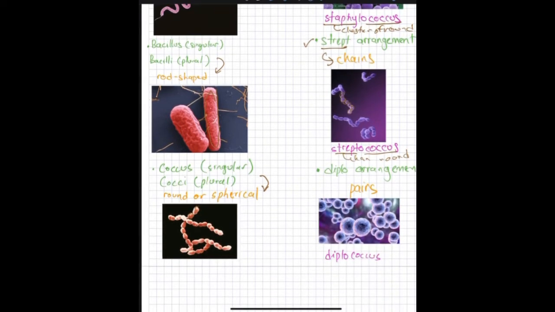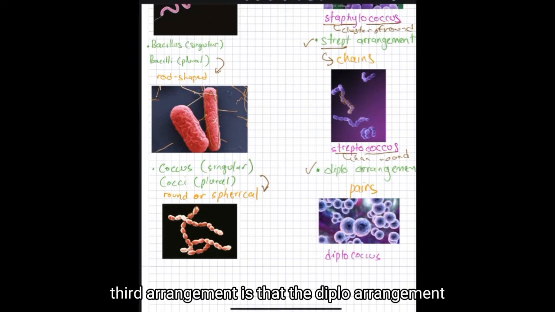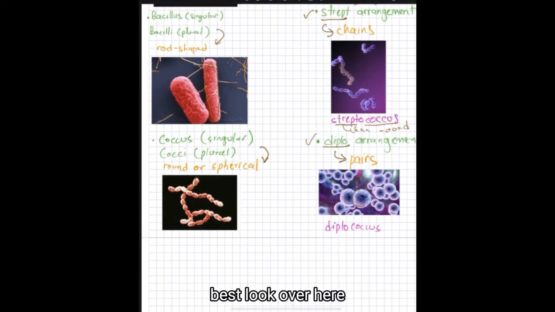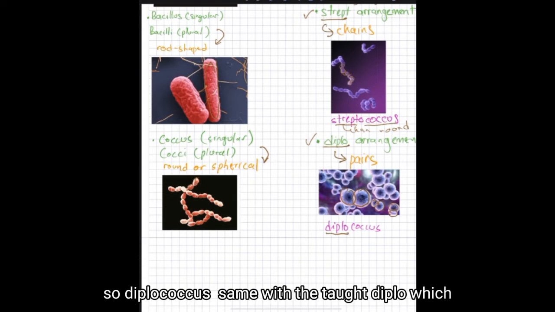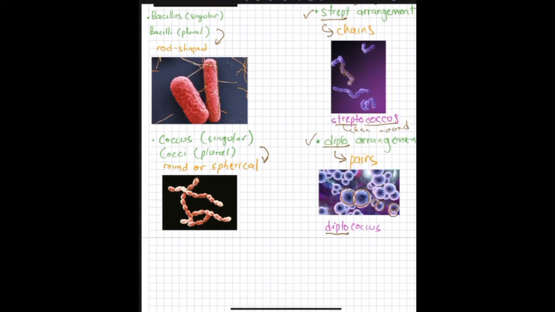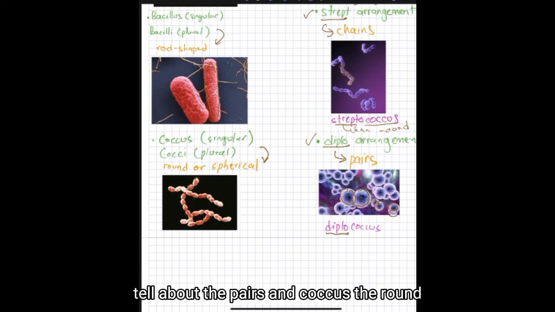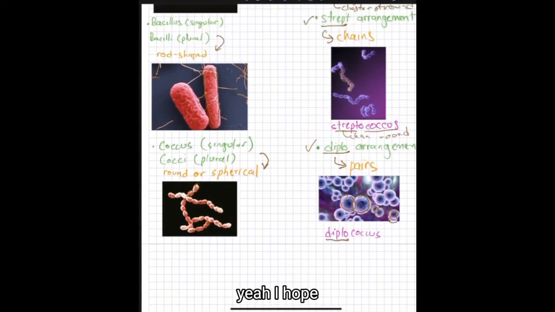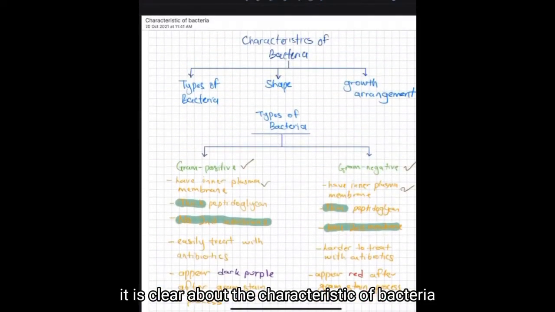And moving on, the third arrangement is the diplo arrangement, which describes pairs. Look over here, double coccus or bacteria. Over here also. So diplococcus, same as the top. Diplo tells about the pairs, and coccus, the round shaped bacteria. So we got the pairs of coccus. I hope it is clear about the characteristic of bacteria.